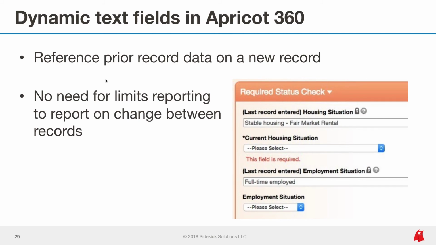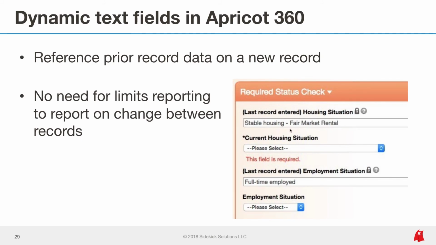So next up is dynamic text fields. You can use dynamic text fields when you build a form so that on a record entry, you can actually reference a prior record. So in this use case, which you can see in the screenshot here on the right, we used dynamic text fields, which is this first field listed, to pull in what the housing situation was on the last created record of this type. And then we can reference that when we're selecting the current housing situation.